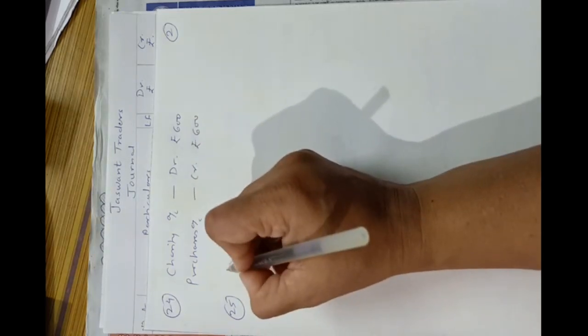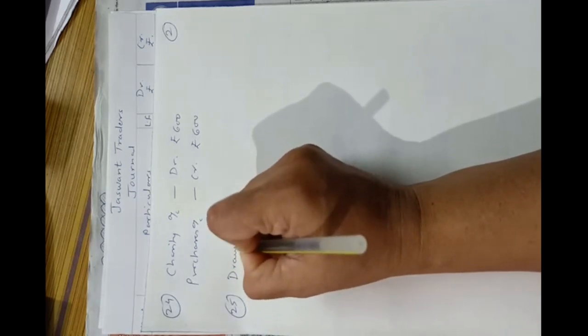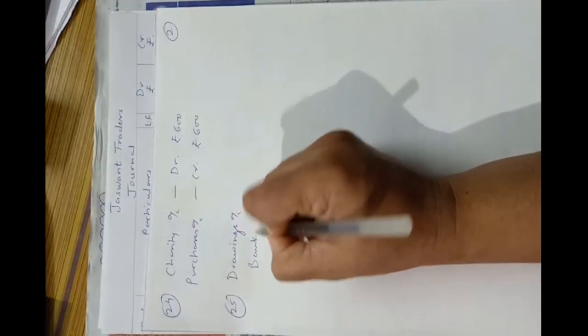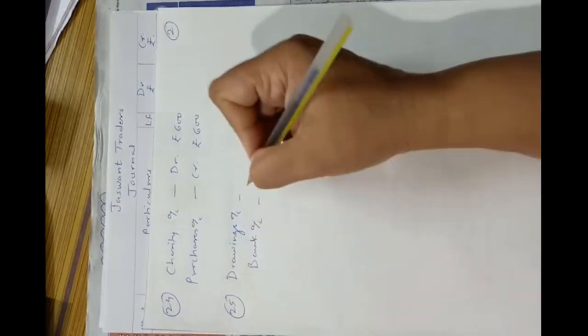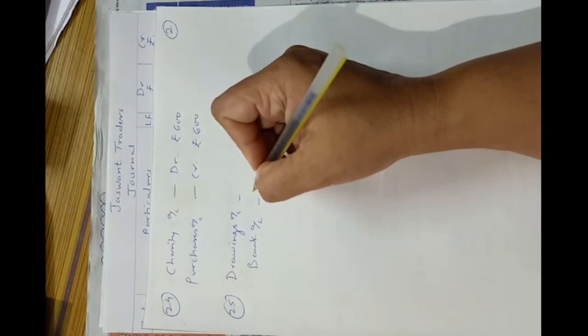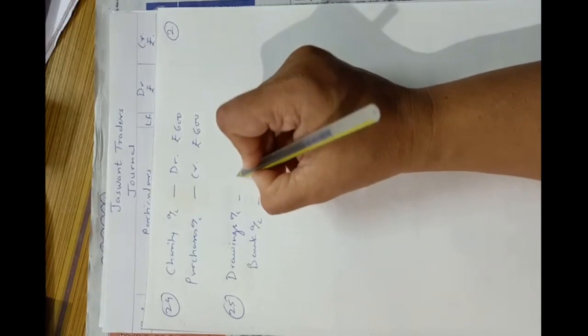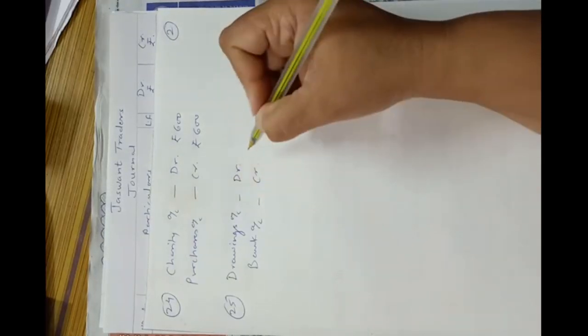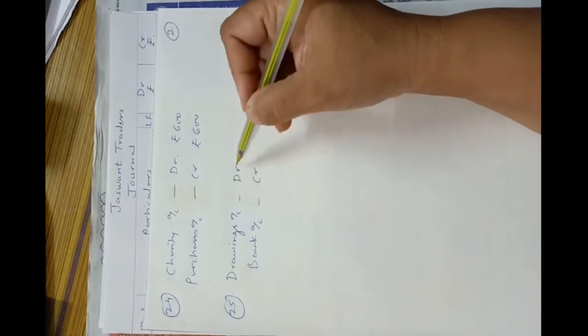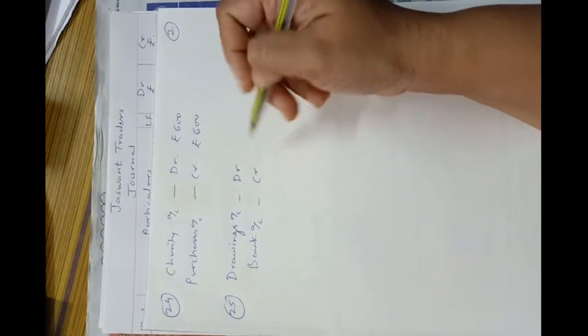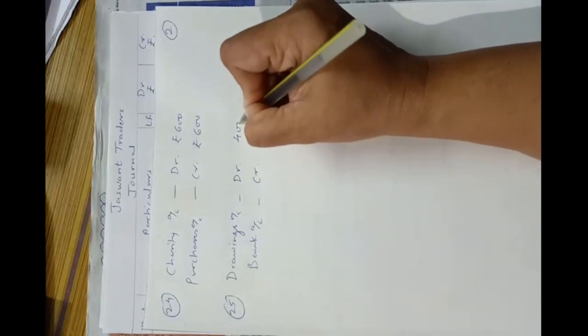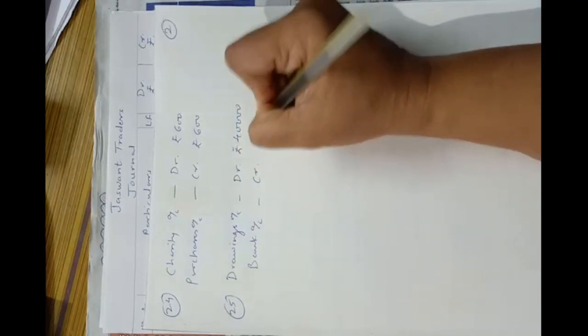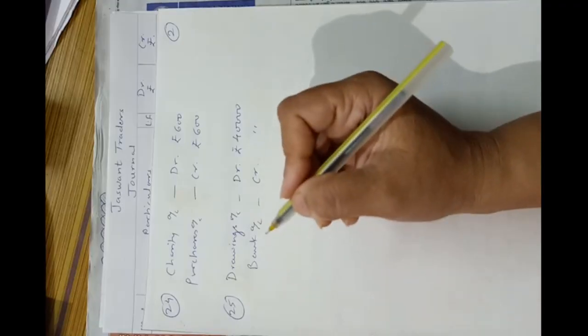So two accounts will be involved. First will be drawings account and second will be bank account, because payment is made by check and the amount has been withdrawn from the bank. Amount will be 40,000 and drawings account will be debited, bank account will be credited. Drawings means owner is the receiver and bank is the giver, and amount is rupees 40,000.